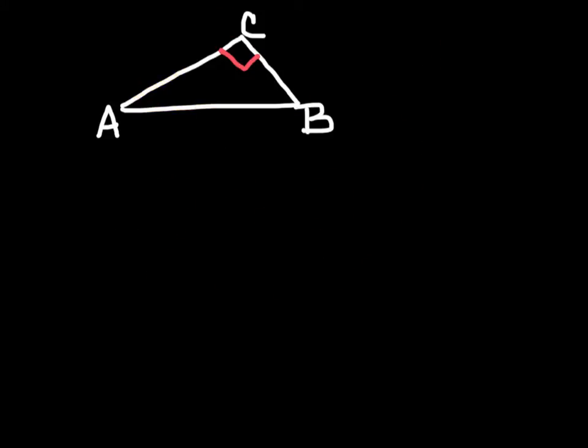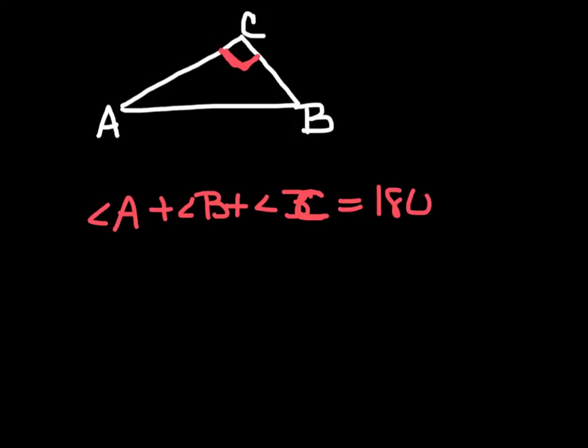The last thing that we're going to look at today is a corollary to the triangle sum theorem. Okay, if you have a right triangle, that means that you know that you have one angle that's 90 degrees. Angle C right here we know is 90 degrees because it has a little square on it. Okay, we know that angle A plus angle B plus angle C has to equal 180 degrees, just because that's the sum of the interior angles of any triangle.